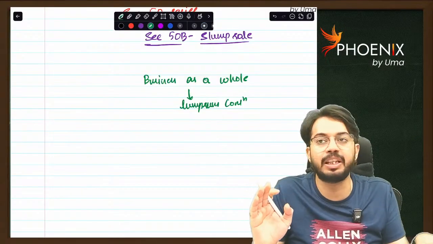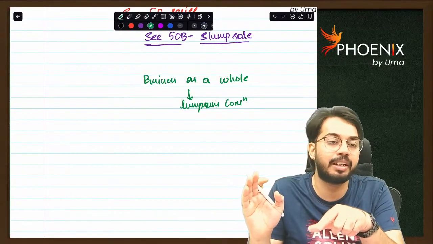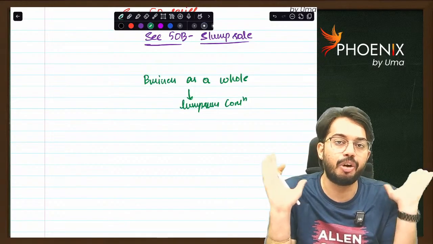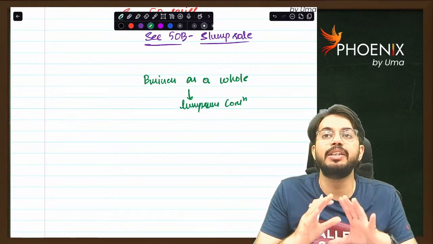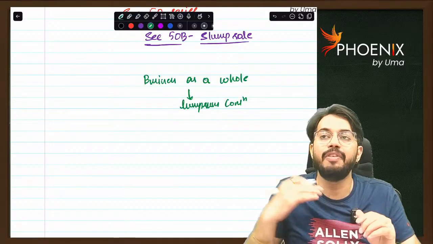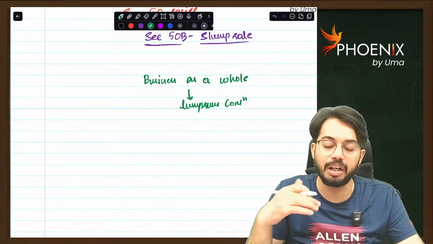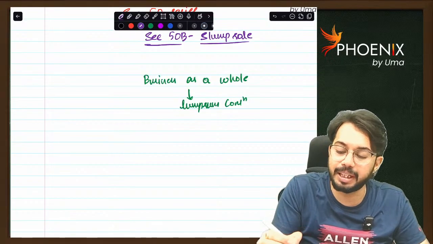What is the value of this asset? How much is this liability? How much is that liability? We are not differentiating. So instead of valuing individual assets, we are valuing business as a whole, and we are selling business as a whole for lump sum. We call that concept slump sale.